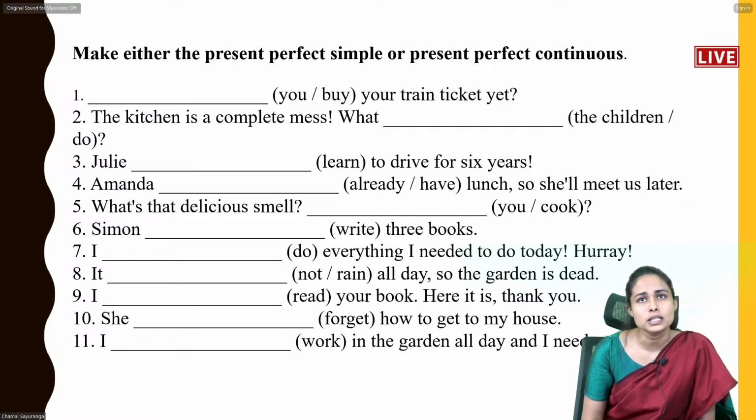Next one, the kitchen is a complete mess. What the children do? The subject is the children and the verb is do. Can you tell it in present perfect or present perfect continuous? What is the better tense? Present perfect continuous? Yes, present perfect continuous, because there is a result and we can emphasize there is a duration of action. There is some time of duration when it comes to the action. What is the action? So you can tell the sentence in the correct order.